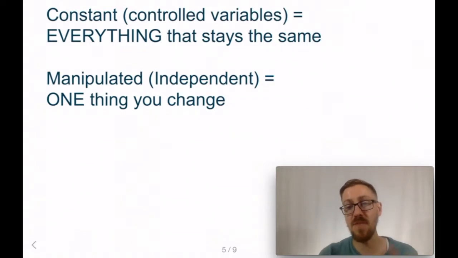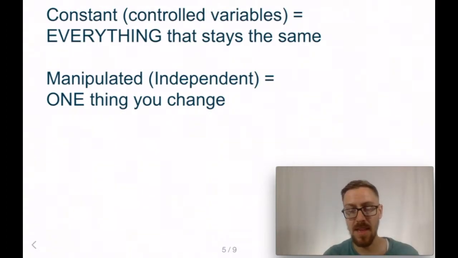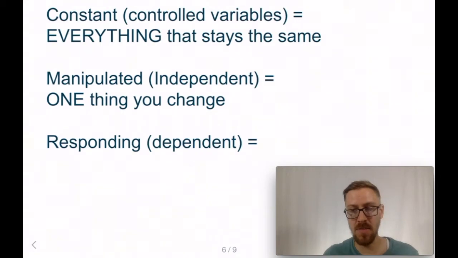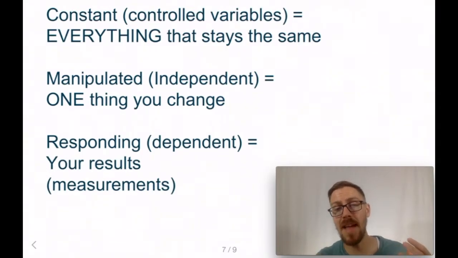The problem is that if you have more than one thing that you change, you don't know which of those things is responsible for the outcome of your experiment. And the outcome or the results or whatever you measure, that's called the responding variable. Another name for that would be a dependent variable.